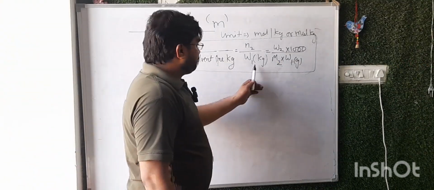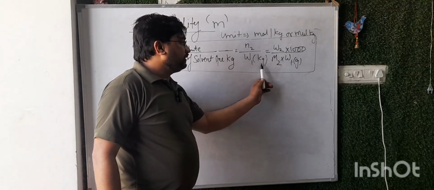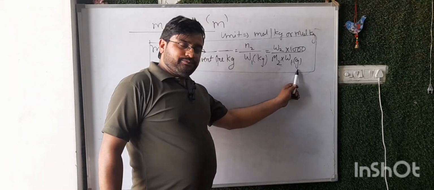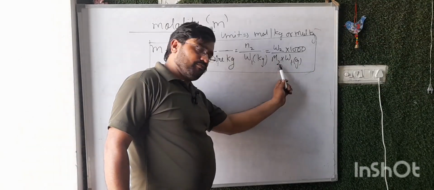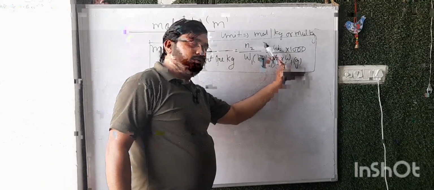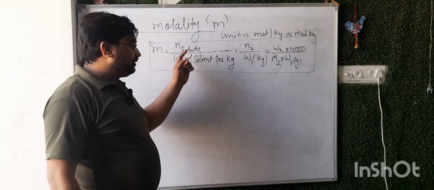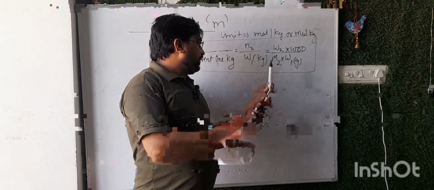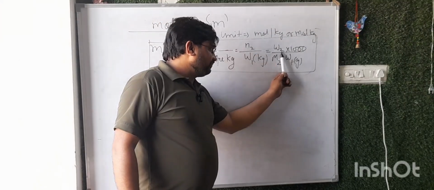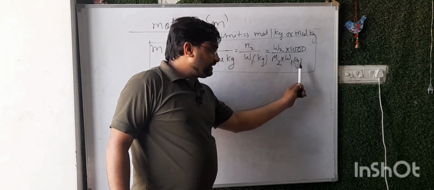Now the formula, we write in symbol or abbreviation form: n2 upon W1 in kilogram. Now if the weight is given in gram, then multiply by 1000, and if the weight of the solute W2 is given, then W2 upon molecular mass M2 gives the mole of solute. So this is the third formula. First formula is very simple: mole of solute is given, weight of solvent is given in kilogram. Second, if weight of solute is given and W1, the weight of the solvent, is in gram, use this last formula.